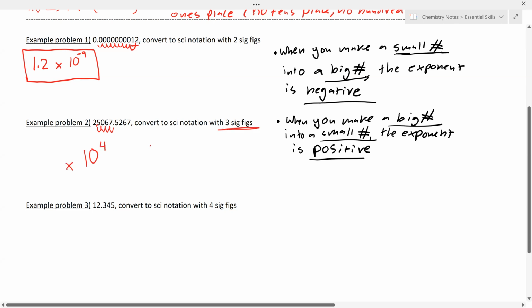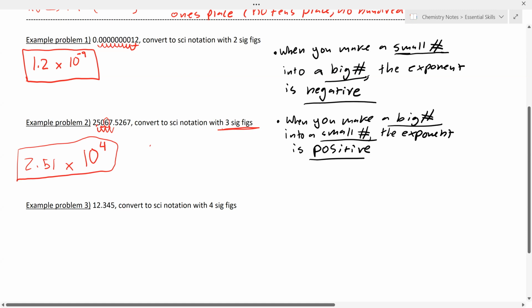We want 3 sig figs. So we have 2.5, and this 0 here. Since it's a 6, we round that up, so it becomes a 1. So just like going back to what we said, why is it a positive 4? Well, that's because we're taking this big number and we're making it small. So that's why it's positive.